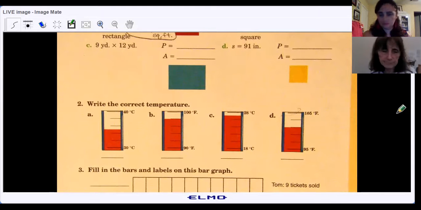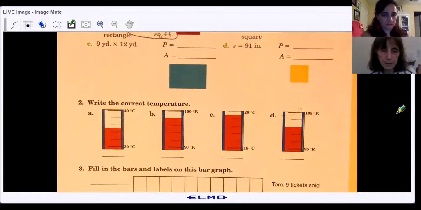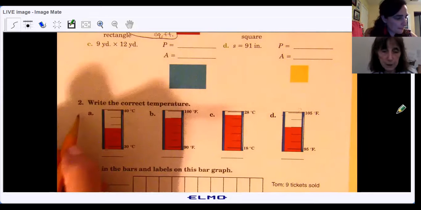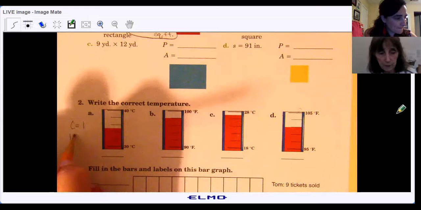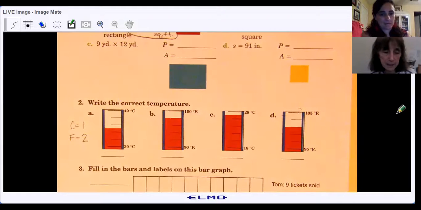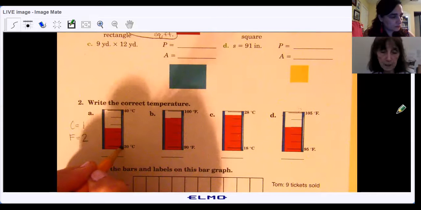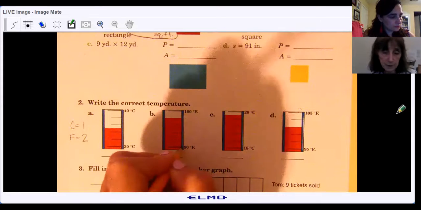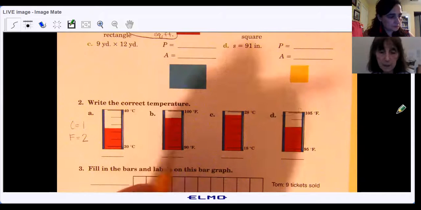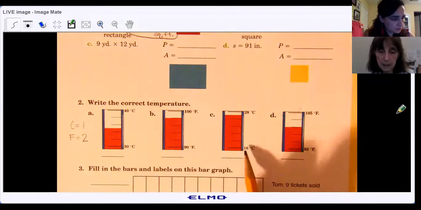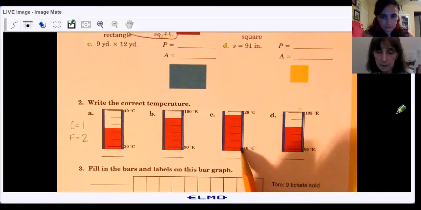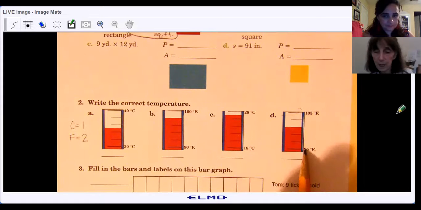That's okay. All right, we're going to jump down to the temperature. Write the correct temperature. Celsius is by 1s, Fahrenheit by 2s. If you watched the video last week, you know. All right, so Celsius, we're starting at 30 and we're going to count by 1. All right, you know how to do it. Fahrenheit, then B, you're starting at 90, you're going to count by 2. C, you're going to start at 18, and it's Celsius, you're going to count by 1. And D, you're going to do Fahrenheit, and you're starting at 95, and you're going to count by 2.